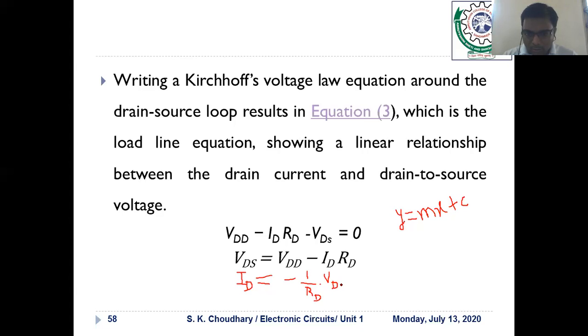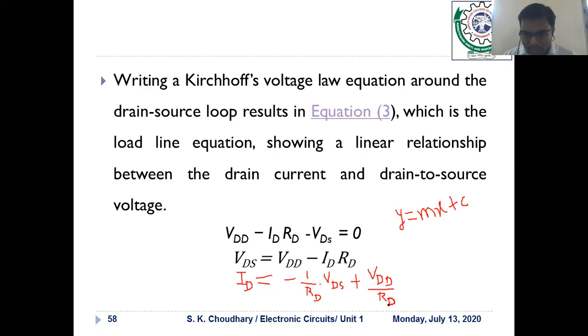See, right? You also write on your notebook. This is a very important relationship. And here again another term is present, VDD upon RD. When you rearrange this equation, it would become this finally. This is also called the load line equation.